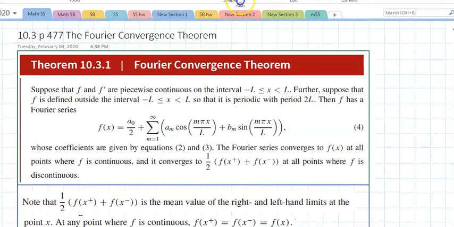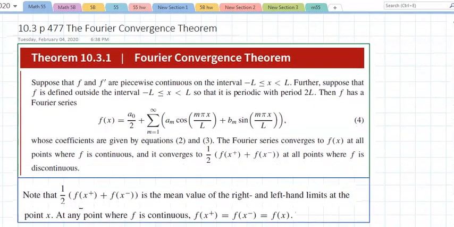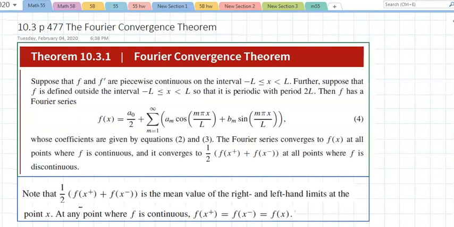Section 10.3 is on page 477, talks about the Fourier convergence theorem, and this is what it says. Suppose that f and f prime are piecewise continuous on this interval from negative L to L. Further, suppose that f is defined outside this interval so that it is periodic with a period of 2L, then f has the Fourier series, the traditional. Nothing changes. Same thing as what we did before.